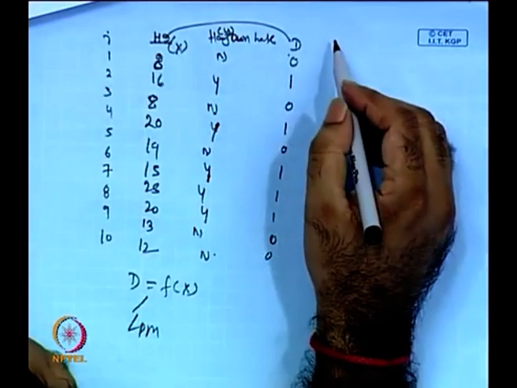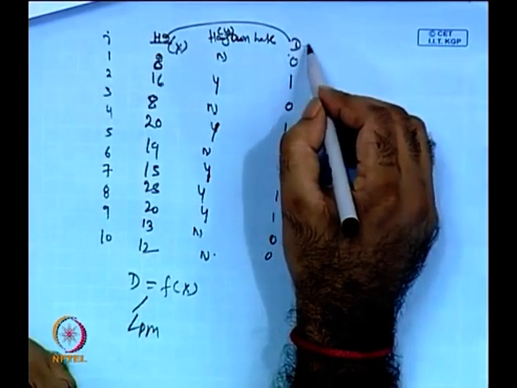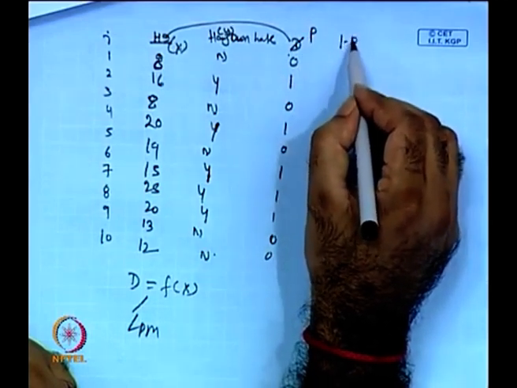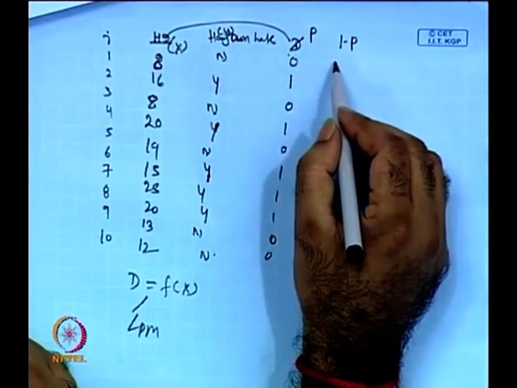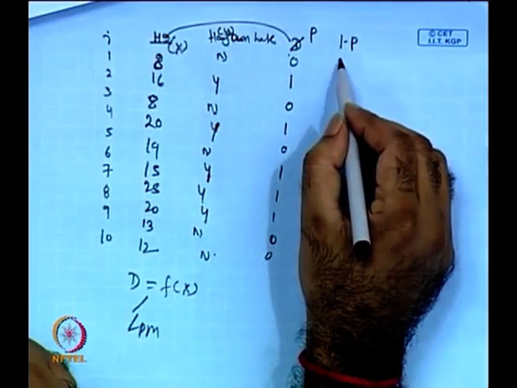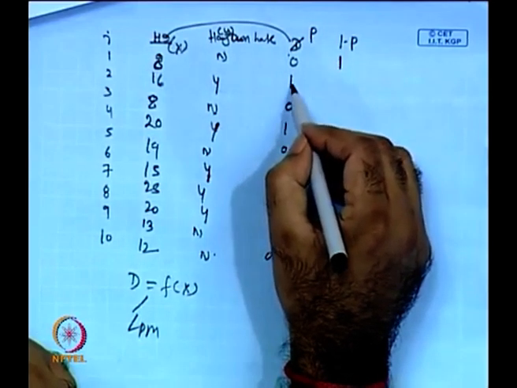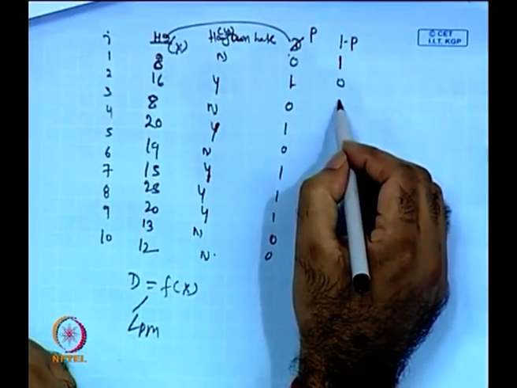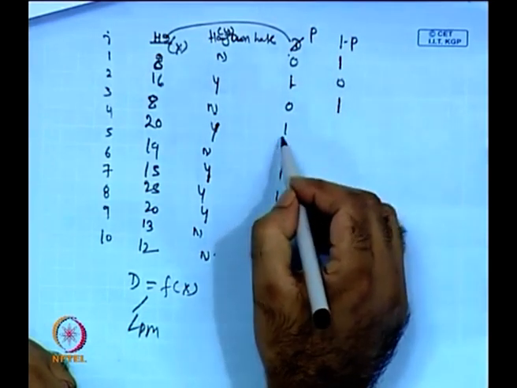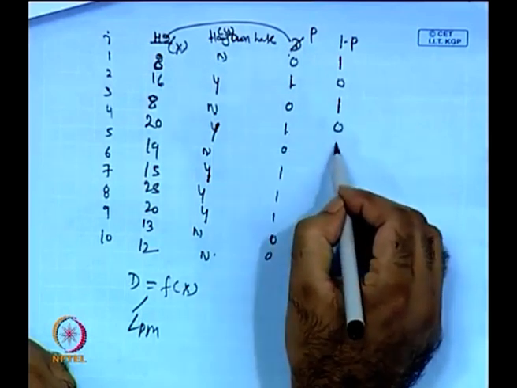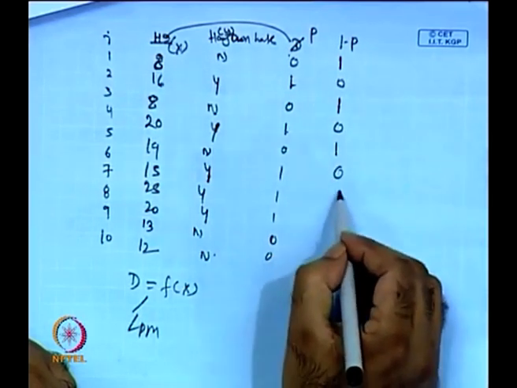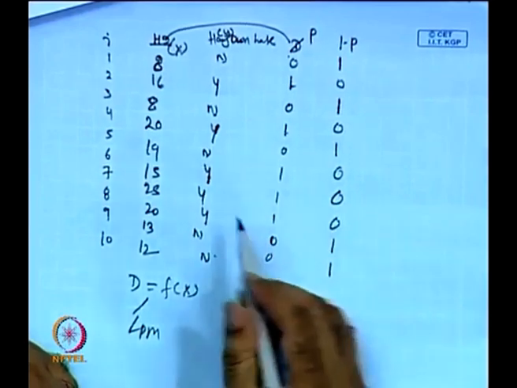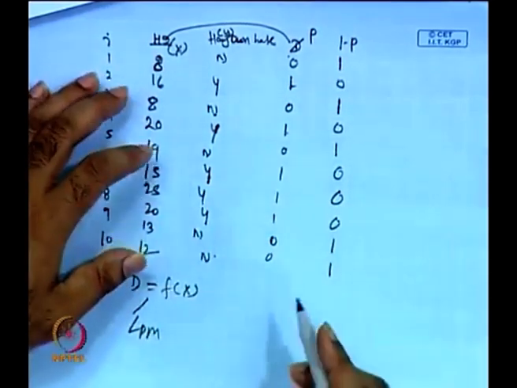Now, in the case of the logistic model, instead of D we will call it P. Then we have to define 1 minus P. So 1 minus P means, where this is 0, this is 1, then 1 minus 1 will be 0, then 1 minus 0 means 1, and so on. So that means it is just the opposite. Okay, this is just the opposite.